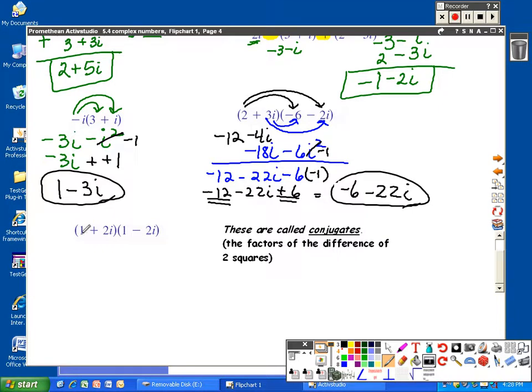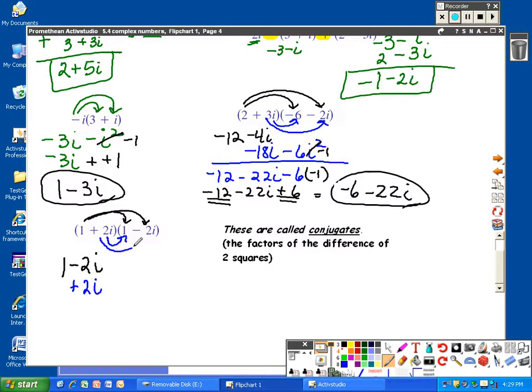if we take 1 plus 2i times 1 minus 2i, again, 1 times 1 would be 1. 1 times negative 2i would be negative 2i. 2i times 1 is a positive 2i. 2i times negative 2i is negative 4i squared. So I have 1. Negative 2i plus 2i is 0. Negative 4i squared gets replaced with a negative 1. Negative 4 times negative 1 is 4, plus 1 is 5.